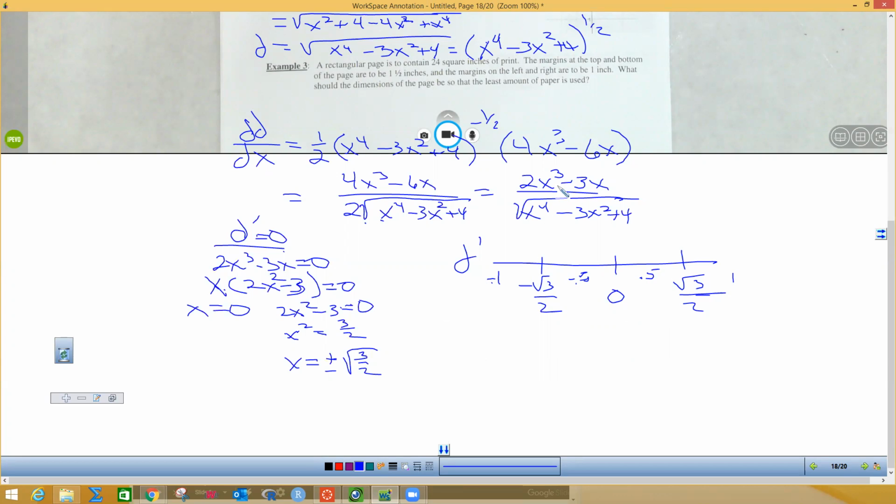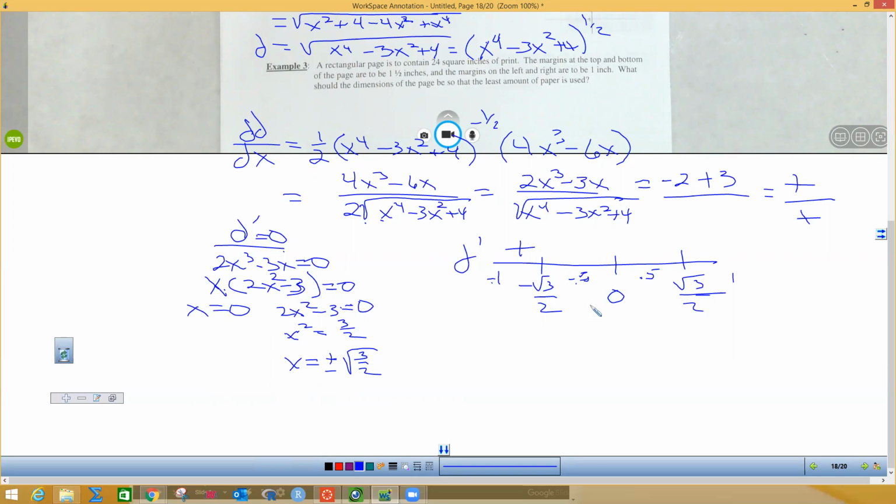So if I stick negative 1 in here, negative 1 cubed is negative 1 times 2 is negative 2. Negative 3 times negative 1 is 3, and that's a positive on the top. And then down here on the bottom, negative 1 to the 4th is 1, negative 1 squared is 1. So 1 minus 3 is negative 2 plus 4 is 2, which is positive over positive. So I have a positive right there.